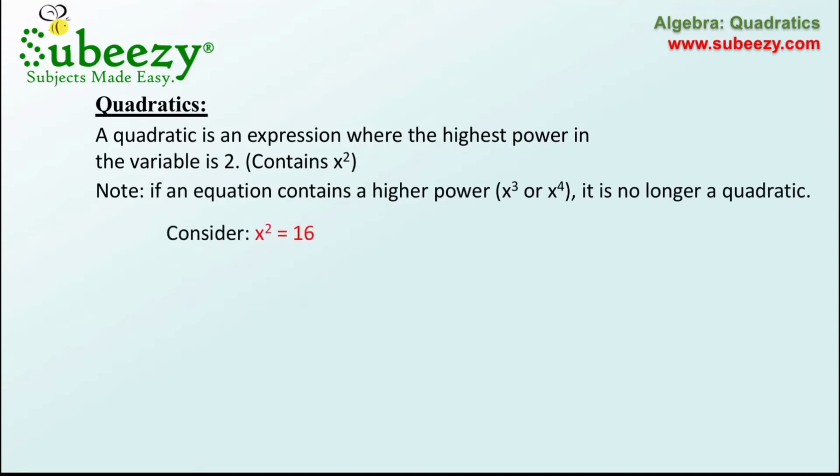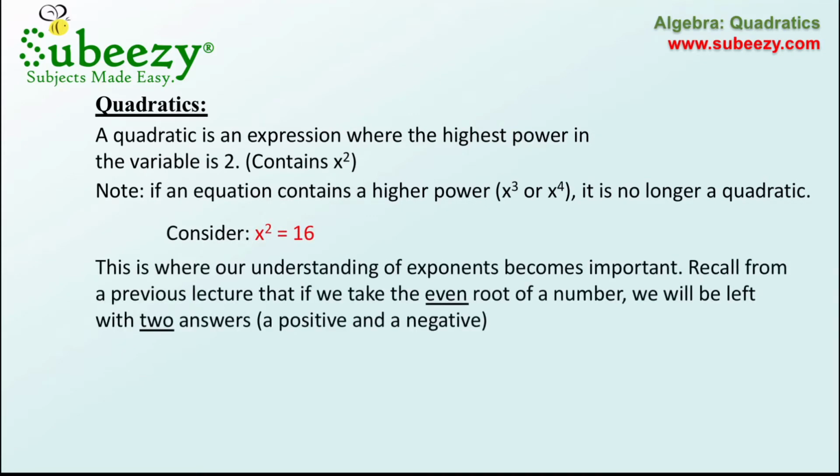Consider the following. X squared is equal to 16. This is where our understanding of exponents becomes important. Recall from a previous lecture that if we take the even root of a number, we will be left with two answers, a positive and a negative. So to solve for x, if x squared is equal to 16, we need to take the square root of both sides. By taking the square root of x squared, we will cancel out that exponent.